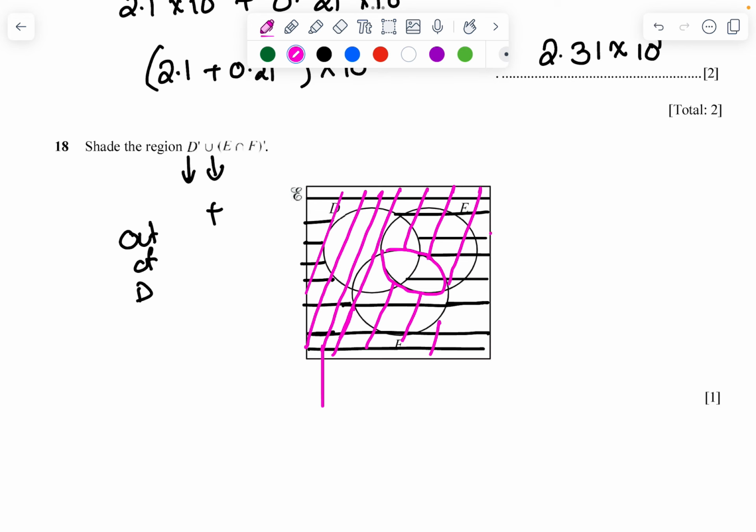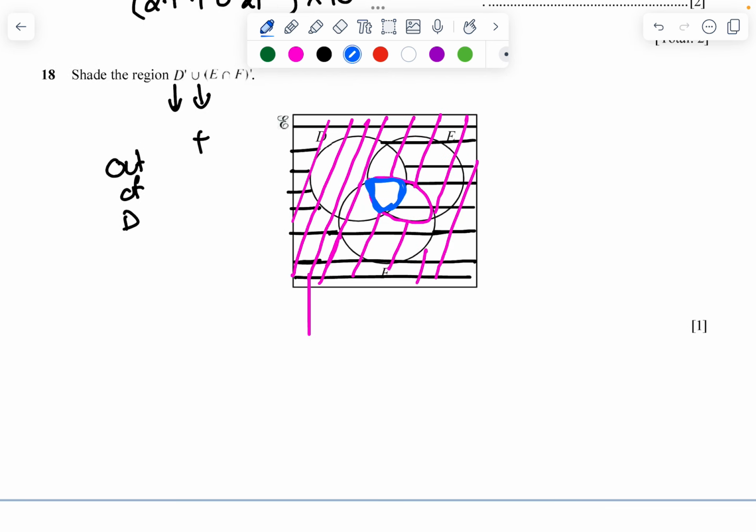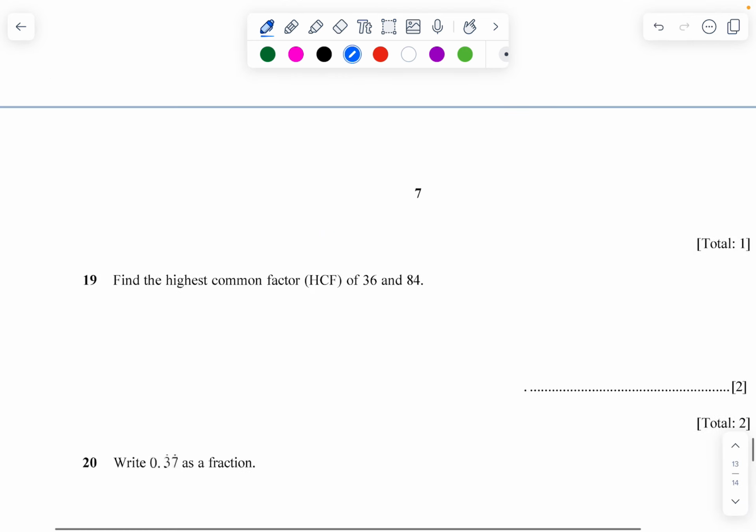So this is going to be the answer. So final answer is what? Every region except this shaded region. That is going to be the answer. So except that middle part, shade everything.